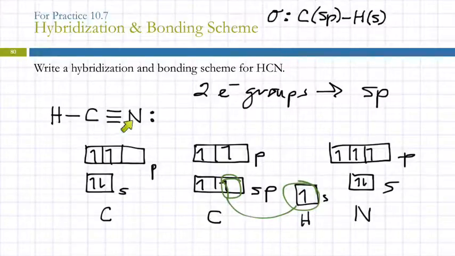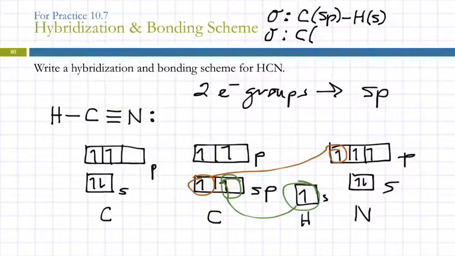And then I have another bond between carbon and nitrogen. This is a triple bond. That means there's going to be 1 sigma and 2 pi bonds. So nitrogen is going to overlap one of its half-filled orbitals with this half-filled orbital on the carbon. That's a sigma bond. On the carbon, what orbital is being used? sp. And on the nitrogen, what orbital? P.